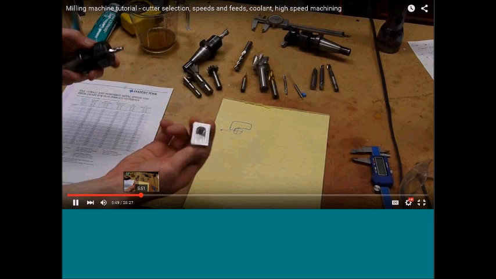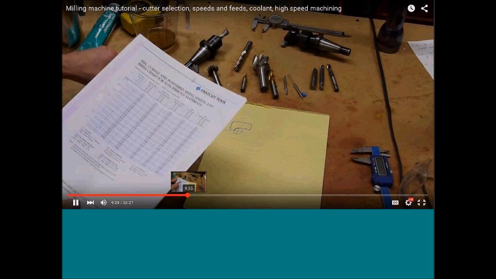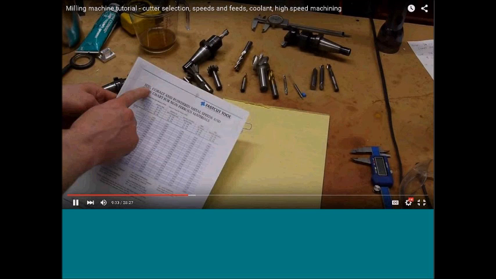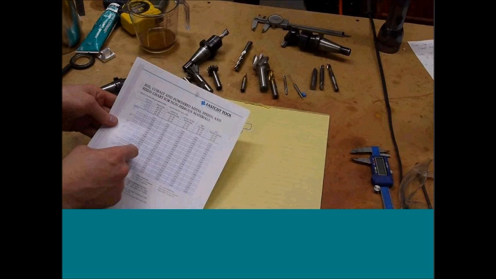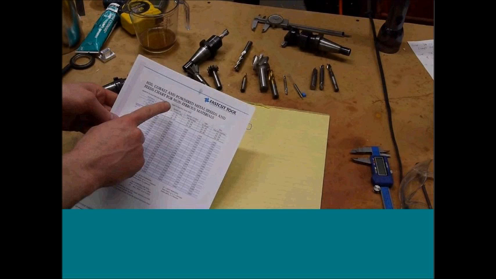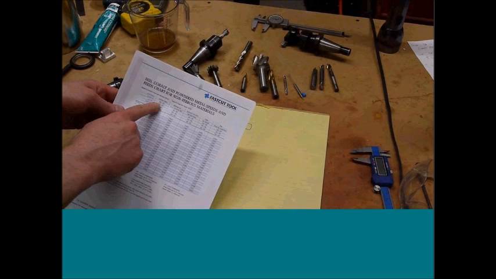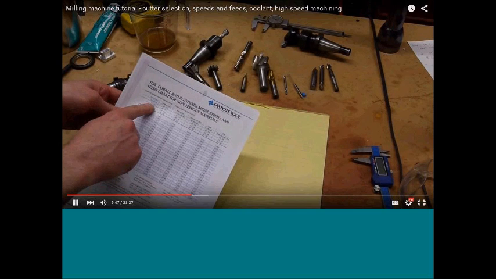Okay, so now we know to machine this pocket feature, we're going to use a high-speed steel tool here, and we consult the chart. This is for high-speed steel in non-ferrous materials, so aluminum. And down here it says aluminum alloys, 6061. And then for high-speed steel, it says 450 to 650 SFM. That's surface feet per minute.